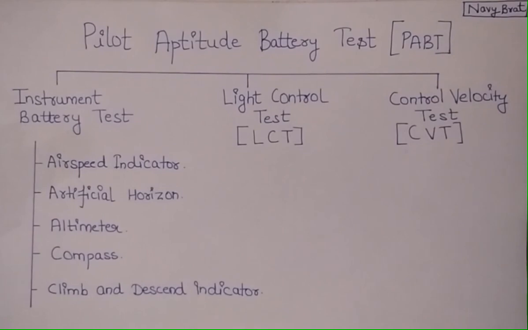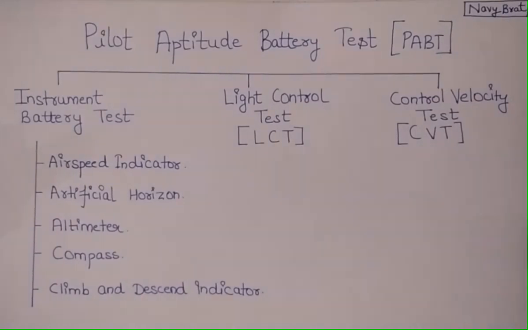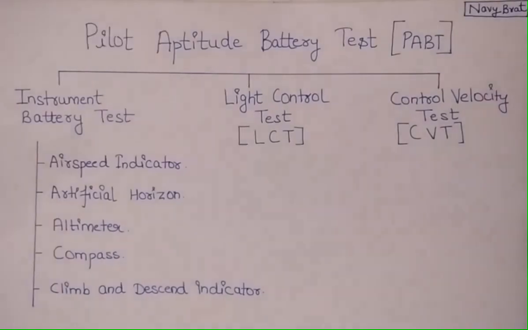So let's start with the air speed indicator. This indicator is similar to the speedometer in your car or bike. This instrument is used to indicate the speed of the aircraft. Generally, the speed of an aircraft is measured in knots. So let's see how it looks.